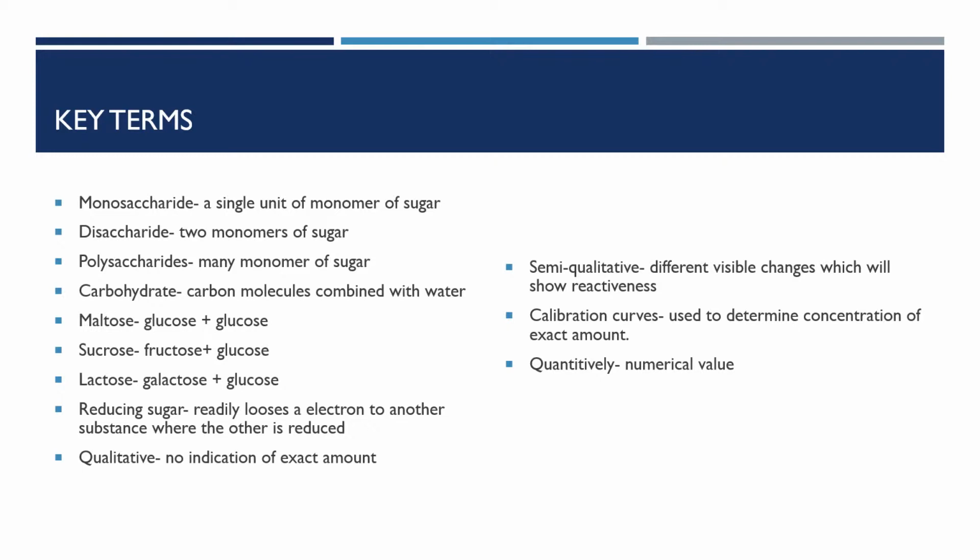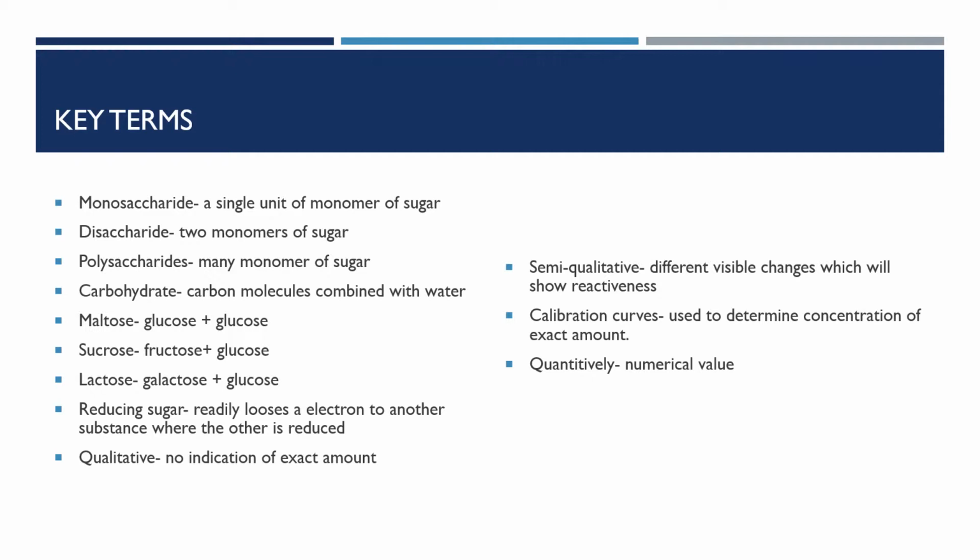A reducing sugar is when a substance readily loses an electron to another substance and the other one is reduced. Qualitative is no indication of an exact amount, and that could be, for example, a reaction with starch. When iodine shows starch, it doesn't show the quantity of starch that is in the molecule, it just shows that the molecule has starch.